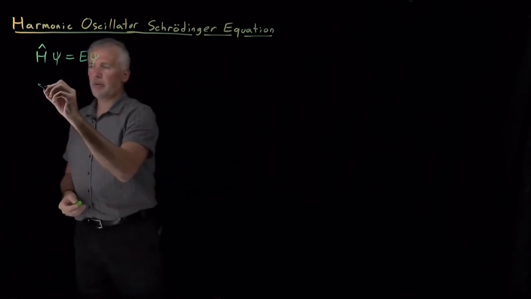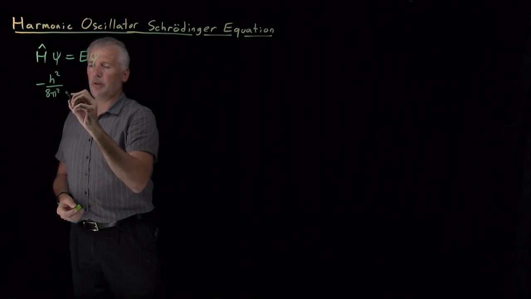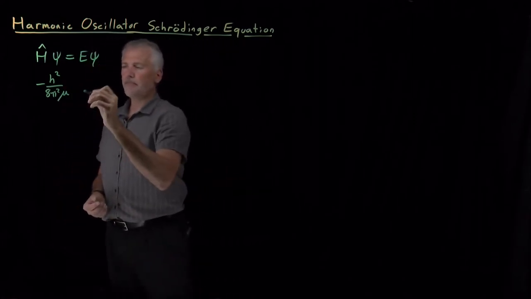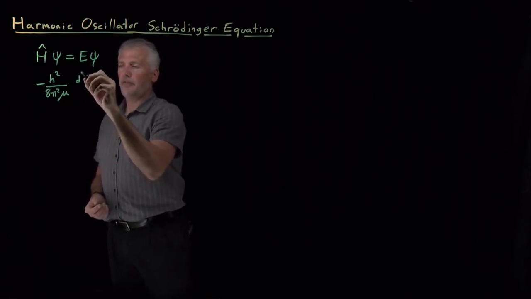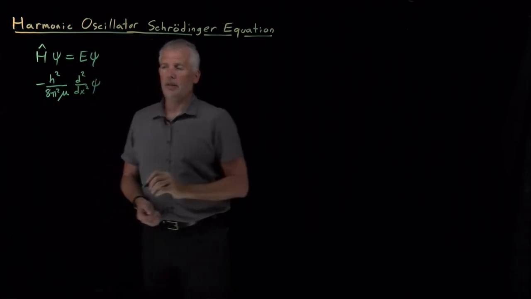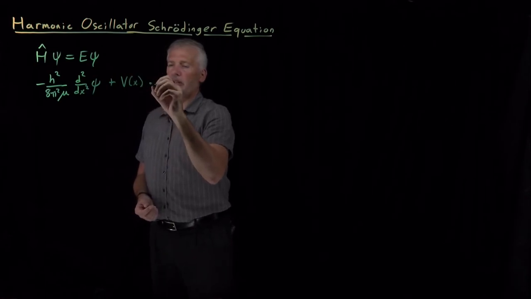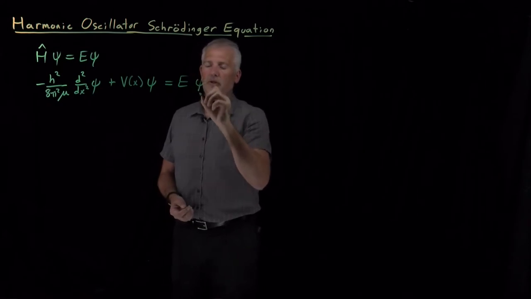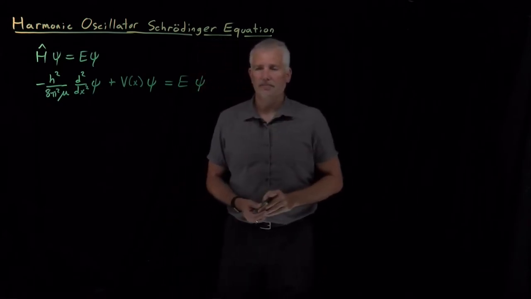That Hamiltonian always has the form minus h squared over 8 pi squared mass. Mass for a diatomic molecule is the reduced mass. Times a second derivative. That's our kinetic energy term. Add to that the potential energy, multiplying the wave function, and that should equal energy times the wave function if that function, in fact, solves Schrödinger's equation.